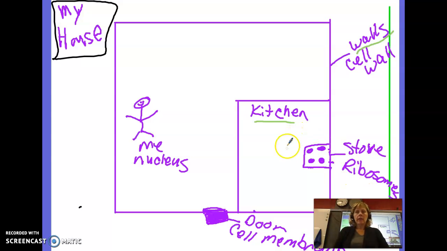So I might say then the stove is, so I do a lot of cooking. I make all of my food on my stove. Ribosomes make proteins, so I could say I make proteins on my stove. That's my analogy. Again, I need to label both of these, even though to me, obviously this looks like a stove in my kitchen. It might not be obvious to everyone else, so we want to make sure that it's really obvious. For me, I said my front door represents the cell membrane because it controls what goes in and out of my house, just like the cell membrane controls what goes in and out of the cell.